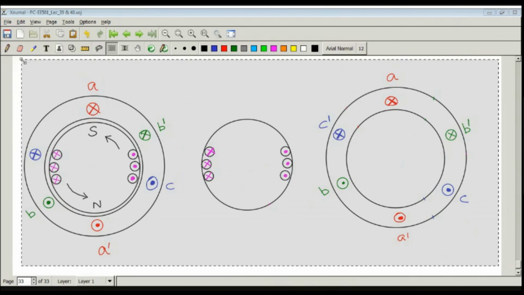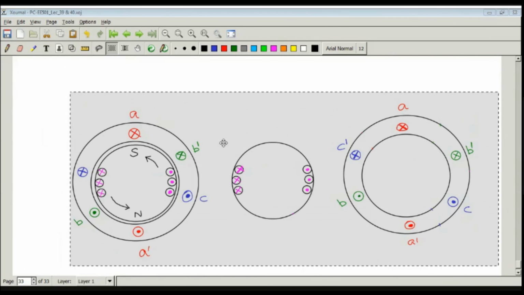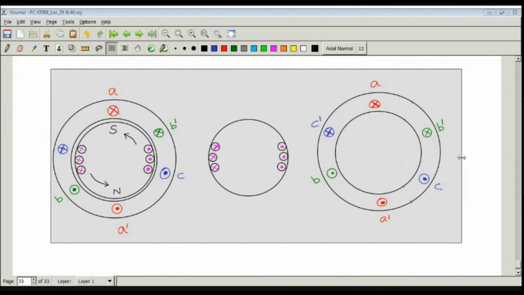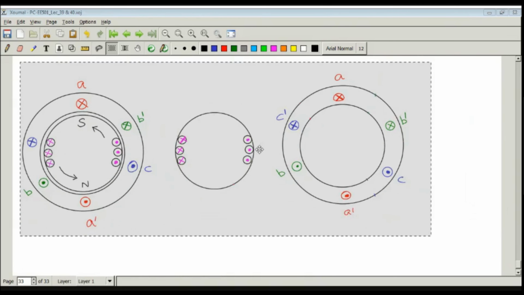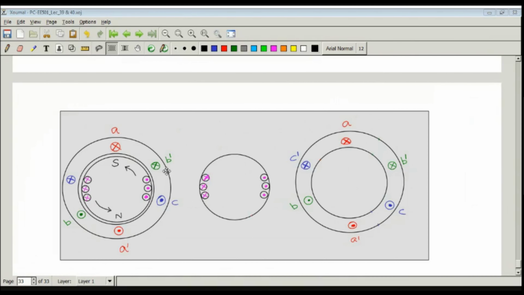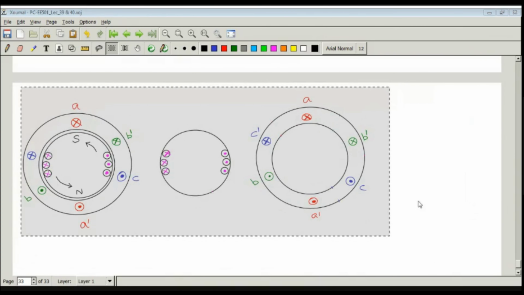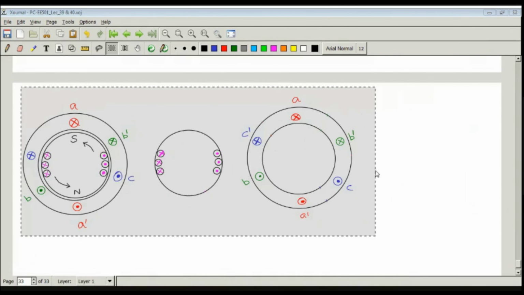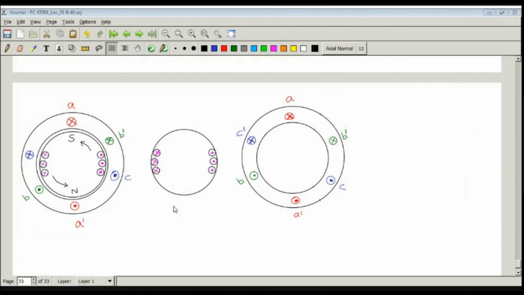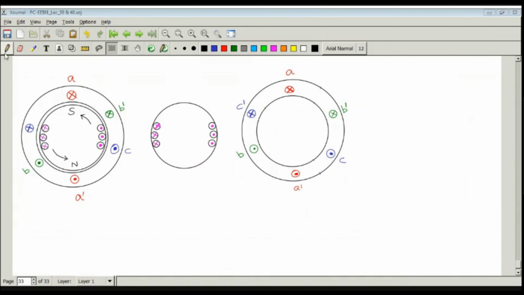Now let me reduce it a bit so that we can have other things written. So this is C dash.